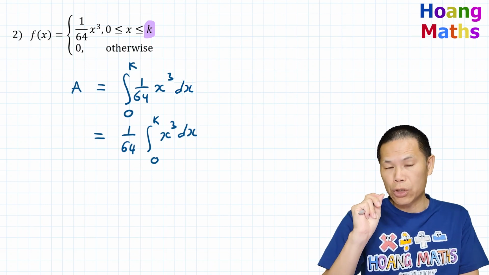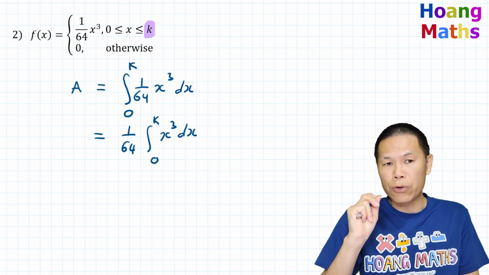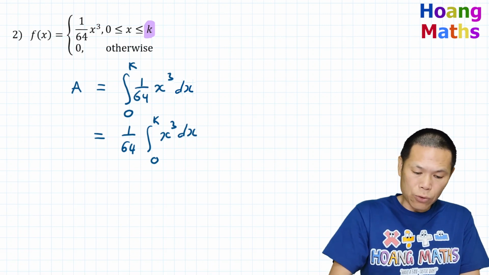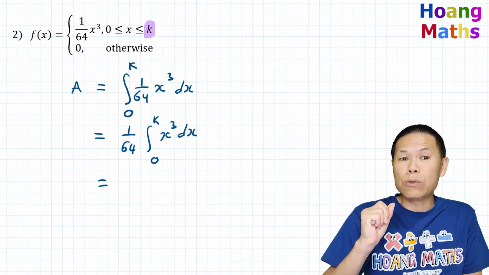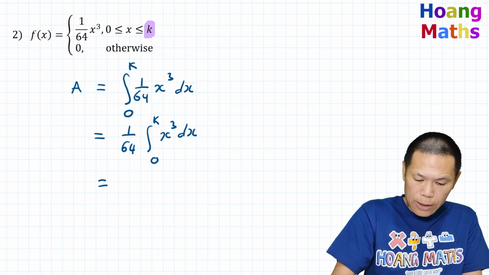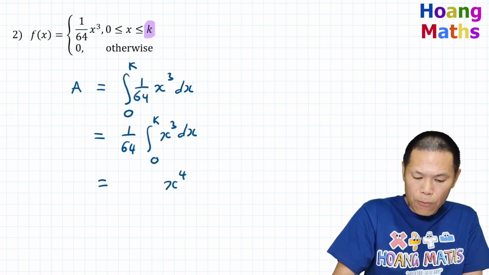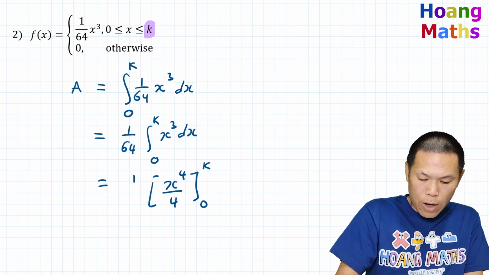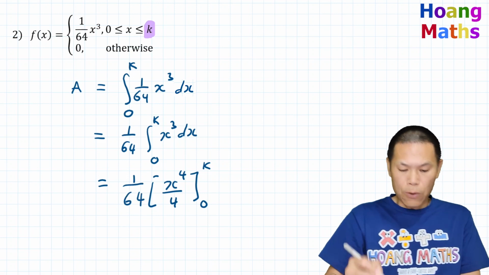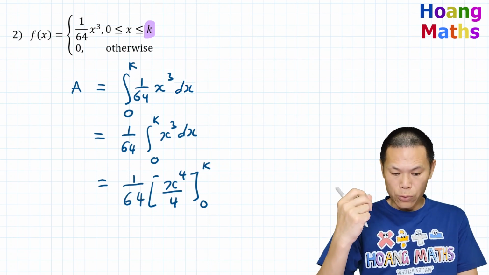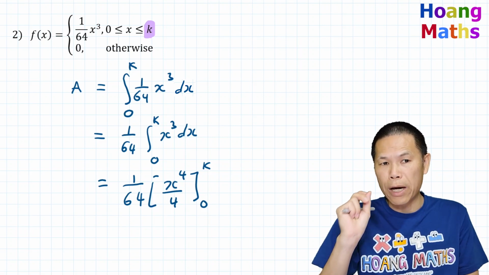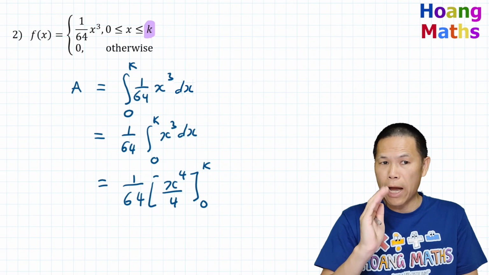So now I just evaluate from 0 to k. I integrate x power 3, so 3 plus 1 is 4. That is x to the power 4, and we divide by 4, from 0 to k, and this is 1 over 64. Now I can take the 4 out, because I just want to deal with whole numbers and not fractions. So I take a quarter out.